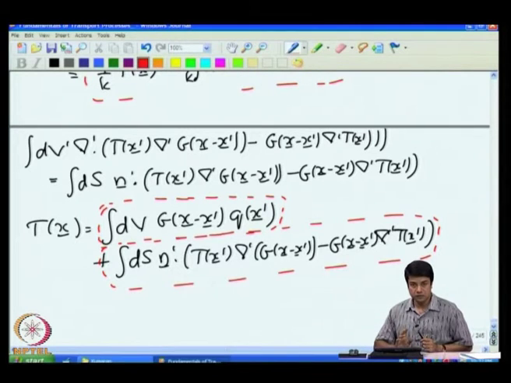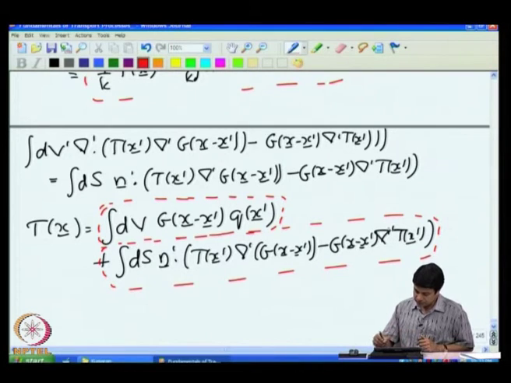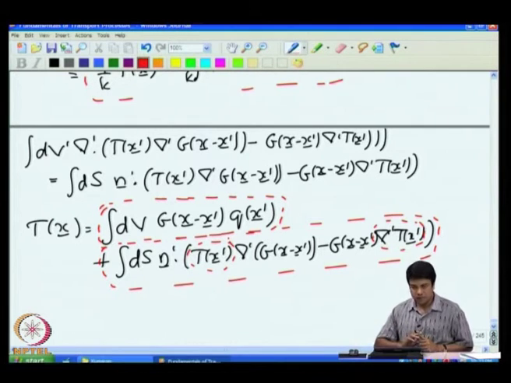Note that G is a known function. G is equal to 1 over 4 pi k times the magnitude of x minus x prime. So, G is a known function. If I know the temperature or its derivative on the bounding surfaces, if either T is equal to 0 or the derivative of the temperature is equal to 0 on the bounding surfaces, then I can choose my Green's function in such a way that it satisfies that particular boundary condition. And once I have done that, I can now get the temperature field everywhere from a knowledge of the temperature field on the bounding surfaces.